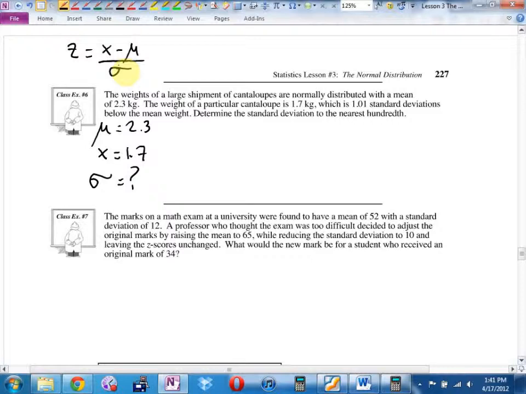What number haven't I used yet? What is the z? What number has appeared in the question that I haven't used yet? 1.01. Now, is it positive 1.01, or am I going to go negative 1.01? There is something that tells you. Why negative? Ah, below the standard deviation, below the mean.